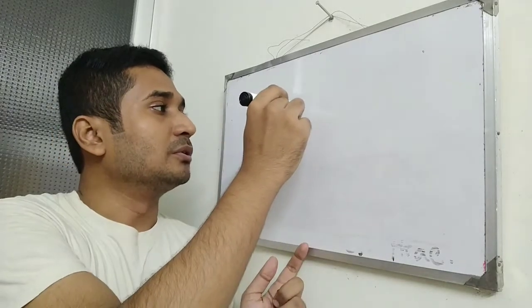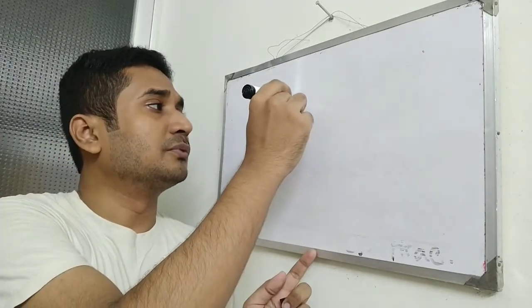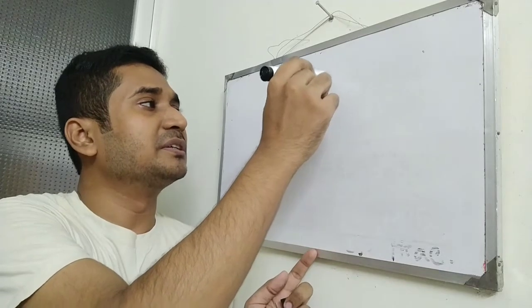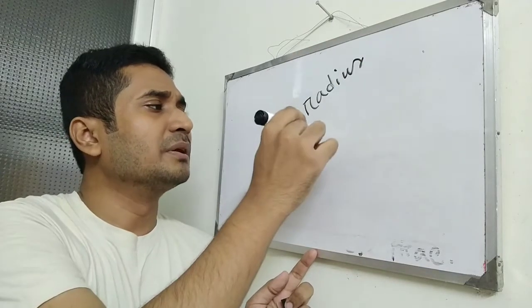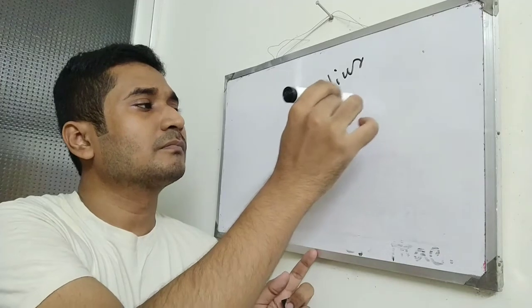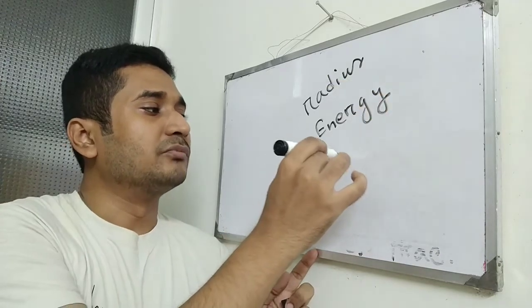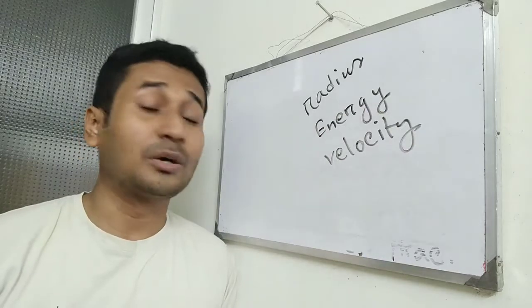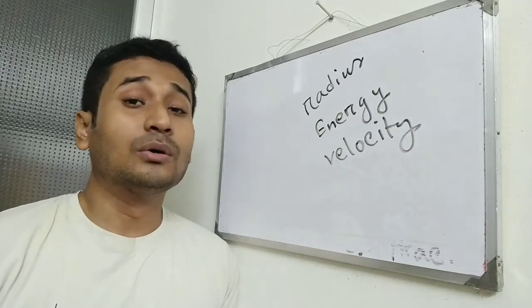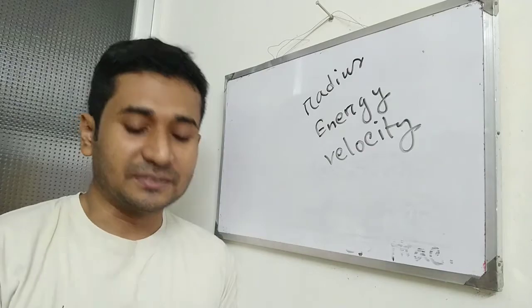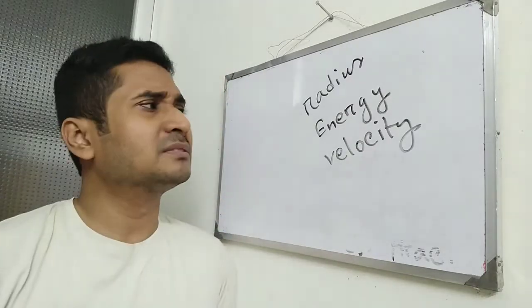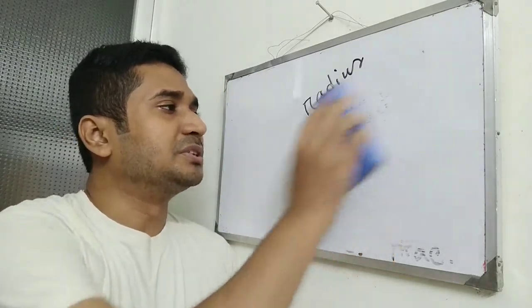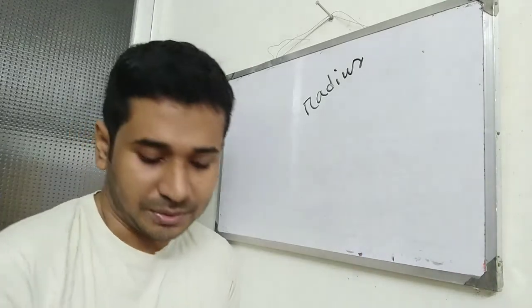So you have to understand from this chapter the radius, energy, velocity. Don't be confused, because it's a topic of chemistry, though it is also a topic of physics and mathematics. My target is to discuss the radius today.